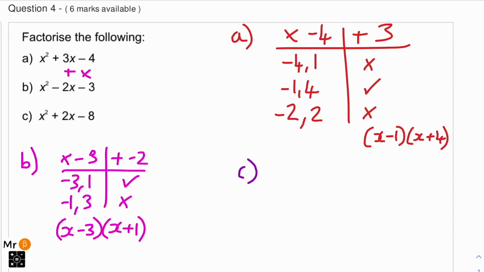So in part C, I won't talk you through it the long way, but we'll just write down our answer. So we'd have x plus 4, x minus 2. 4 times negative 2 gives you negative 8, and 4 plus negative 2 gives you positive 2.